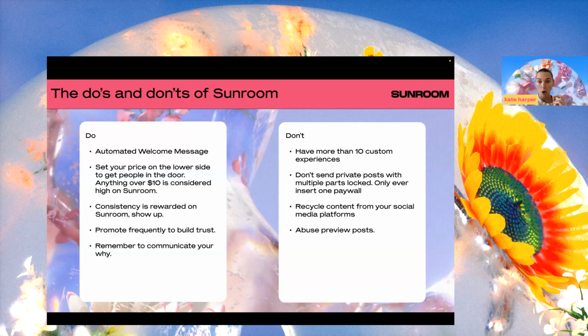Don't send private posts with multiple parts locked. This is like the second highest reason why people cancel memberships. Members get really upset if multiple parts are locked. They feel like they've been deceived. I do know a lot of people think about it like I'm giving people the option to spend a little bit or spend a lot. And I can definitely understand that train of thought. But it's kind of a design flaw of Sunroom that people can't see how many parts are locked. And so right now it's just not a good idea to lock multiple parts. Just insert a paywall at one singular point.